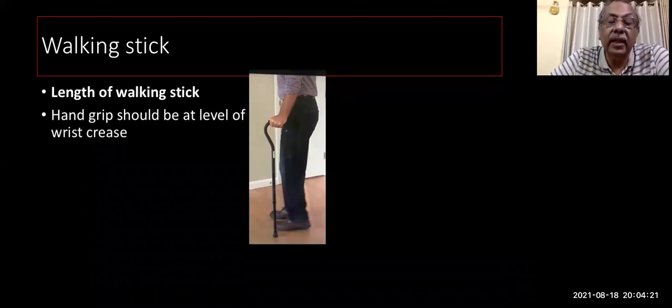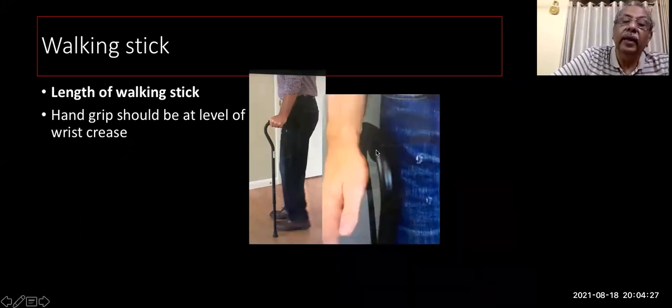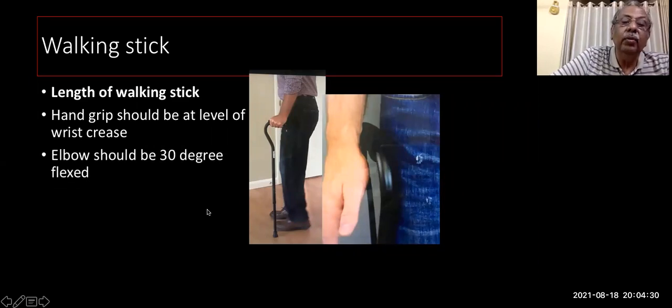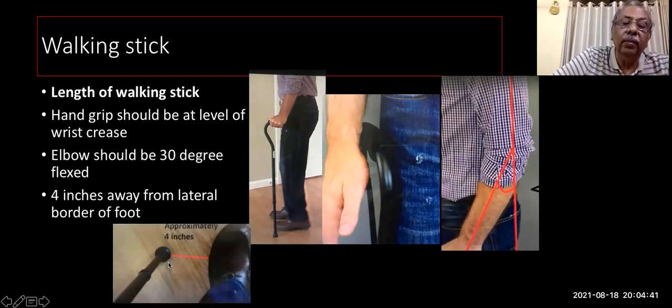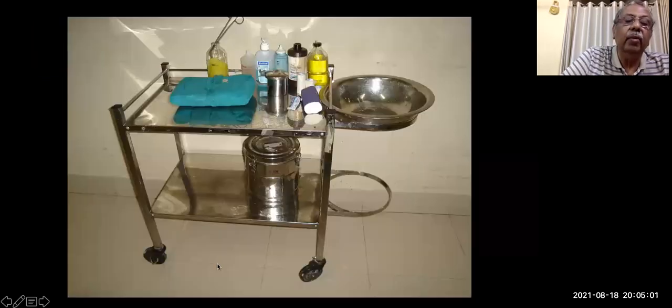Regarding the walking stick, it is not commonly asked, but you should know what length of walking stick you will prescribe. That is, the hand grip should be at the level of the wrist crease, and the elbow should be at 30-degree flexion. The tip should be 4 inches from the lateral border of the foot. So the hand grip at the level of the wrist, the elbow flexed 30 degrees, and the tip 4 inches away from the lateral border of the foot.